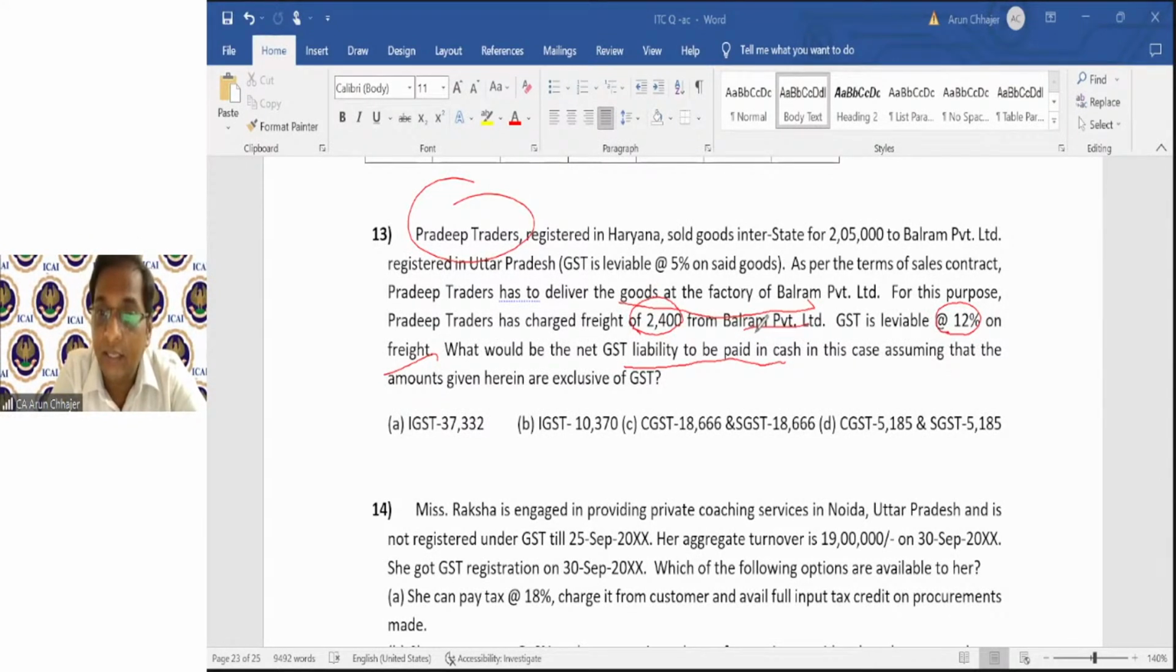In this case, assuming that given amounts are excluding GST. It is a very simple calculation. You all can solve in the calculator and then give me the answer.